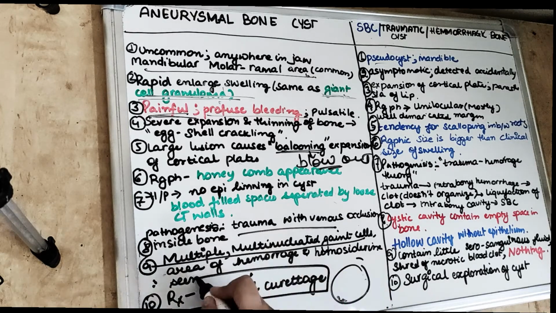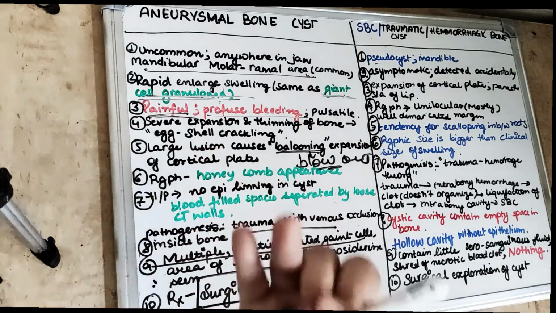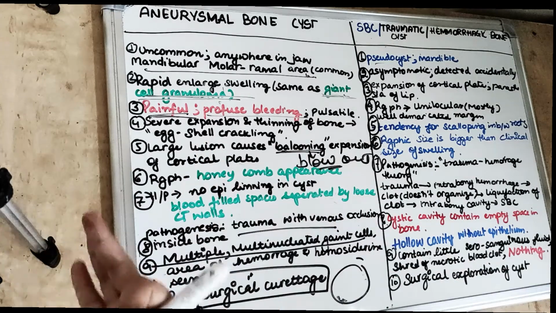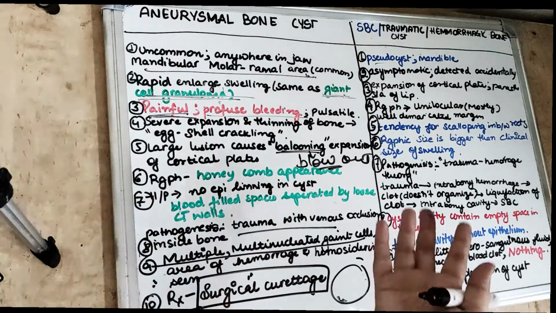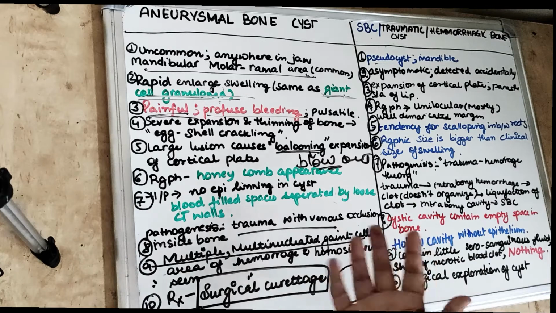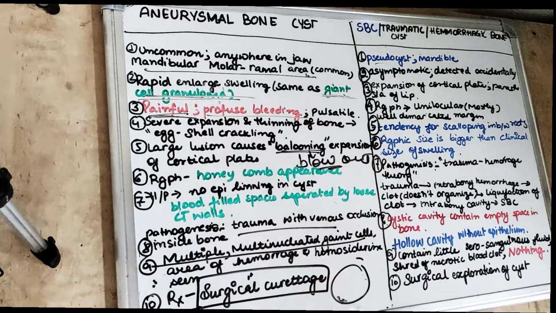Surgically, we do surgical curettage for the treatment of the ABC. So the ABC is uncommon. It can occur anywhere in the jaw, but the most common site is the mandibular ramal area. Then this swelling is painful and rapidly growing. Painful swelling you will see, and if you accidentally puncture it, there will be a lot of bleeding.